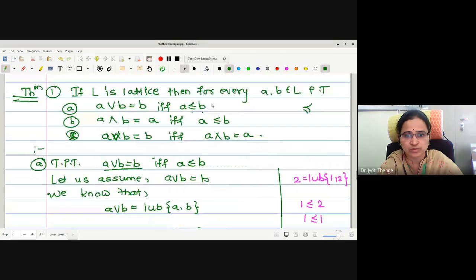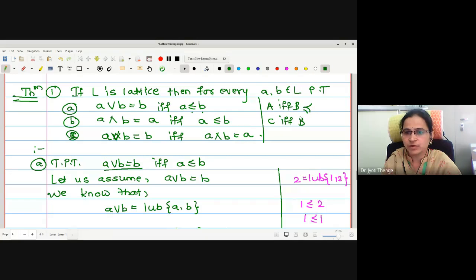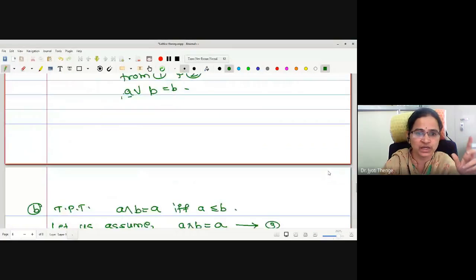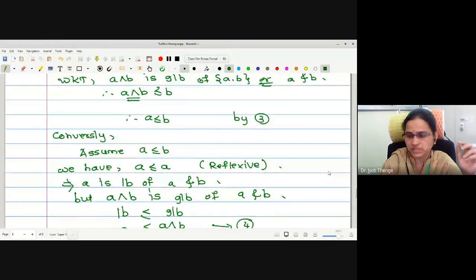Let us check. Okay, A if and only if B, B if and only if C we have proved. Correct? Statement number A if and only if statement number B we have proved. Then later we have proved C if and only if B. Therefore, may I say A if and only if C holds. Correct? Therefore, the third one is automatically true from the first two.